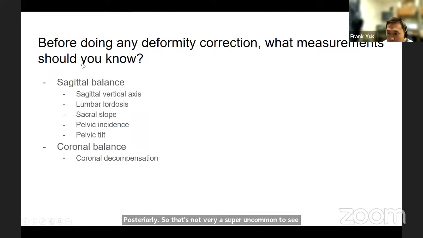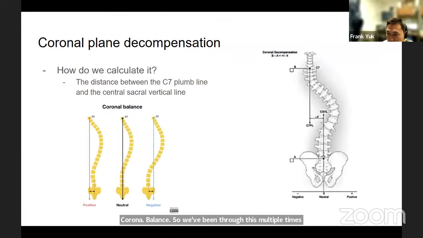All right, so before we do any surgery, any correction, we have to know all these measurements that we've been through multiple times: the sagittal vertical axis, the lumbar lordosis, the sacral slope, pelvic incidence, the pelvic tilt, as well as the coronal balance. So we've been through this multiple times, so we can just fly through this. So the coronal plane decompensation is the distance between the C7 plumb line and the central sacral vertical line, and this shows you which plane, whether to the right or left, they're coronally imbalanced.